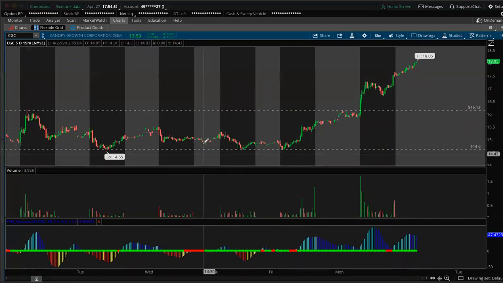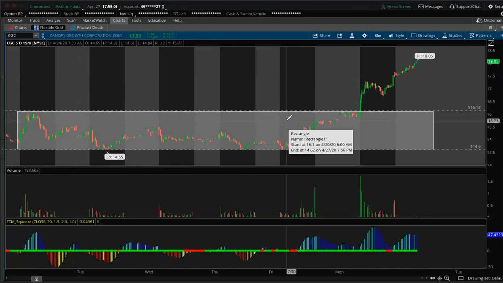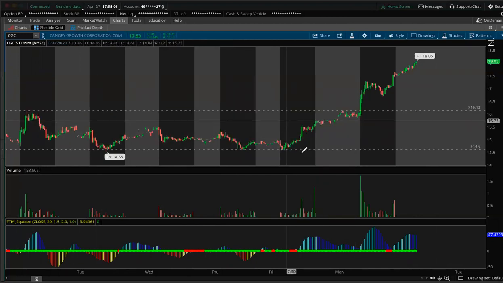So these two resistance and support lines, right? This is what? A range, okay? So before CGC opened today in terms of the market, you would be able to see this range. And what usually happens when these stocks are in a range? They usually break out, right? So this trade was a breakout trade.